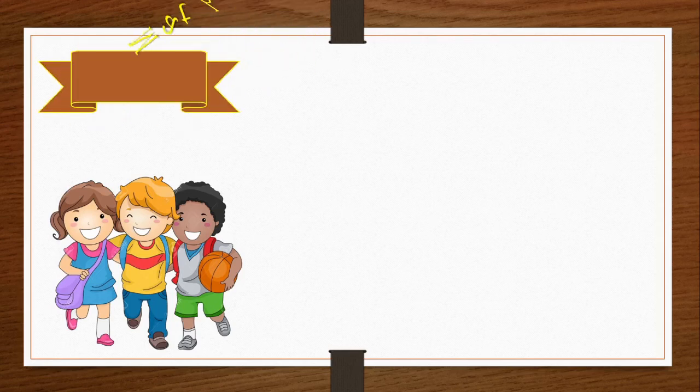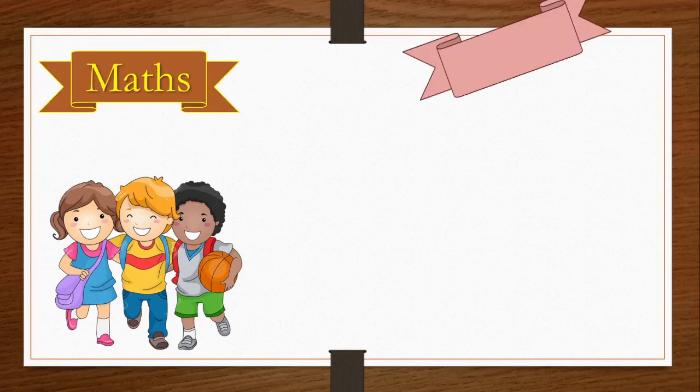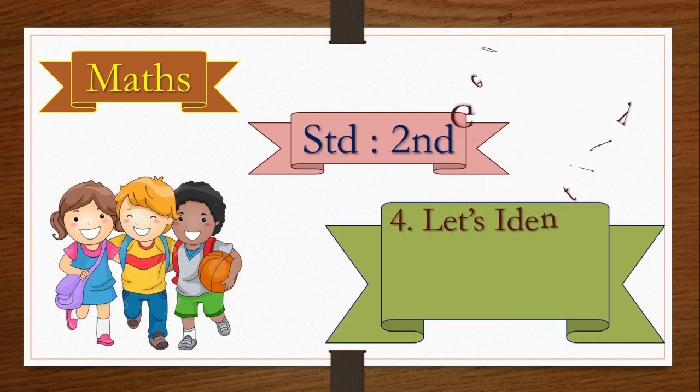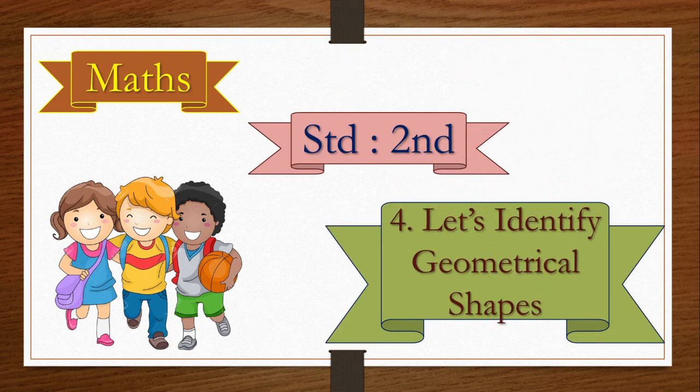Let's learn maths today, and the name of the topic is let's identify geometrical shapes. Here identify means पहचानो. ओके हम लोग आज क्या करेंगे, ज्योमेट्रिकल शेप्स को पहचानेंगे. Okay, let's identify geometrical shapes. We will do so many activities, and with the help of these activities let's identify geometrical shapes.